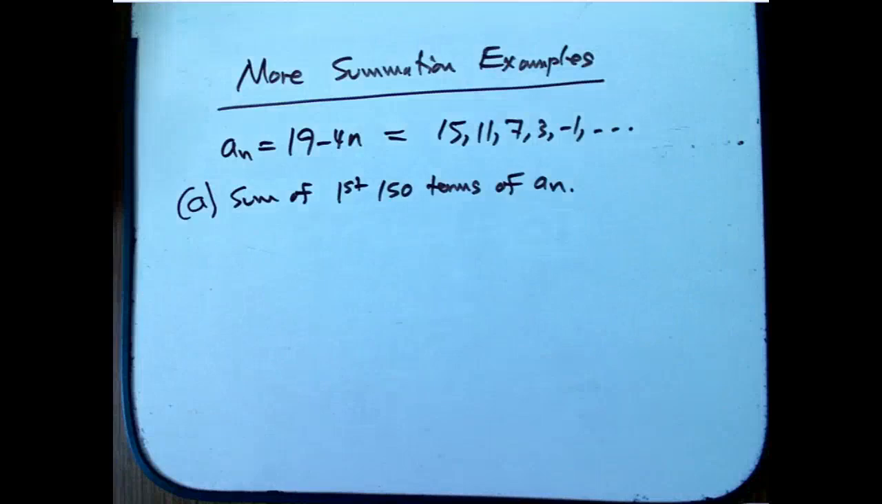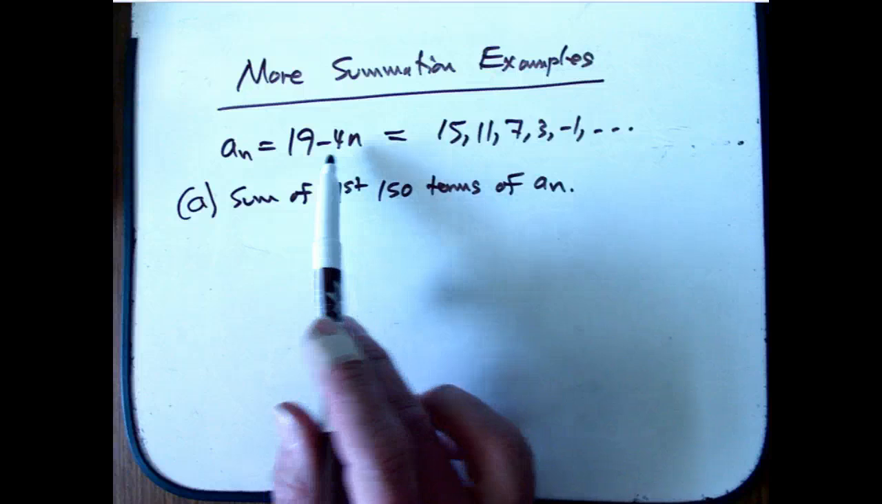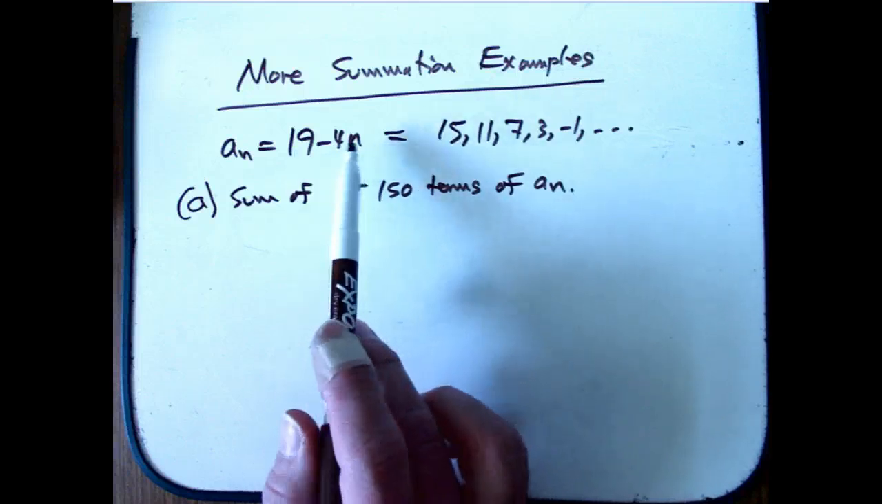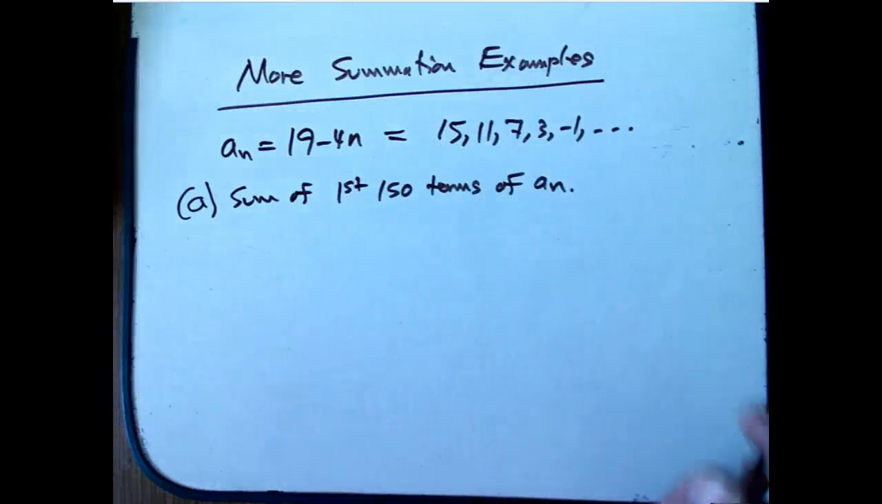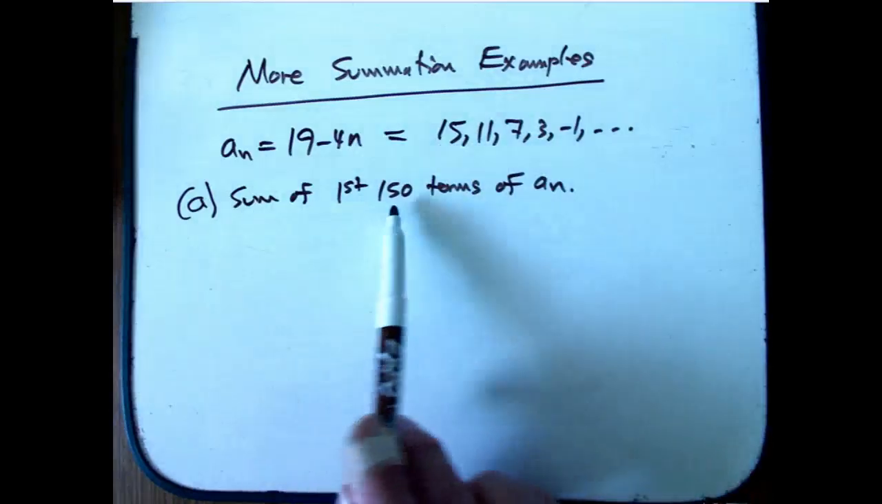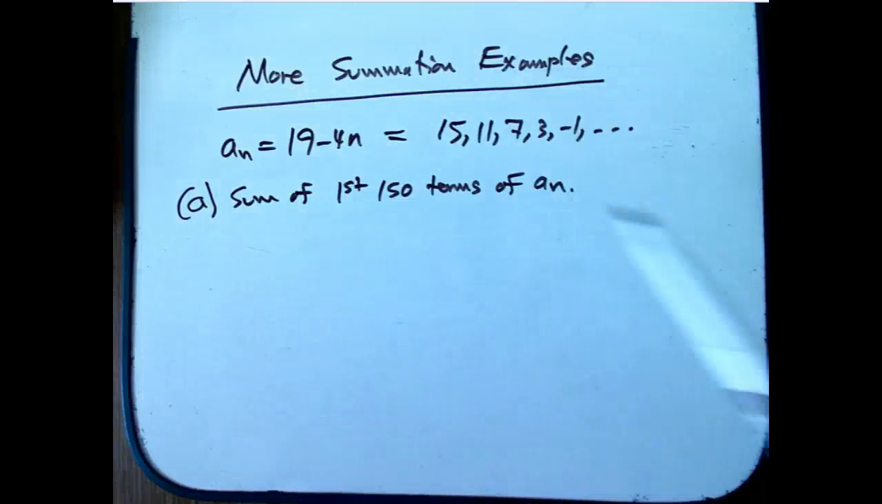Let's look at summation examples. These are based on 3 sequences from another sequence video that I just did. So the first one is a sub n is 19 minus 4n. It's arithmetic. That's crucial when you have a linear function of n. That's an arithmetic sequence. Here's the first 5 terms, dot, dot, dot. And I want to sum the first 150 terms of a sub n, for example.